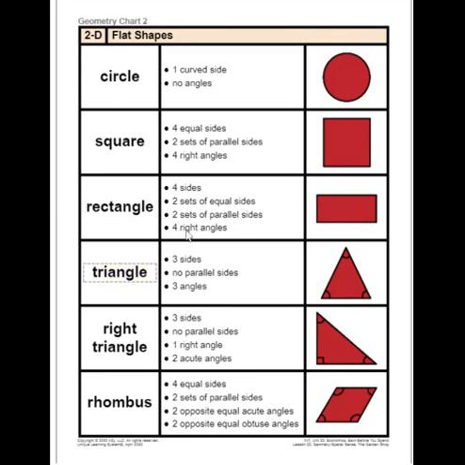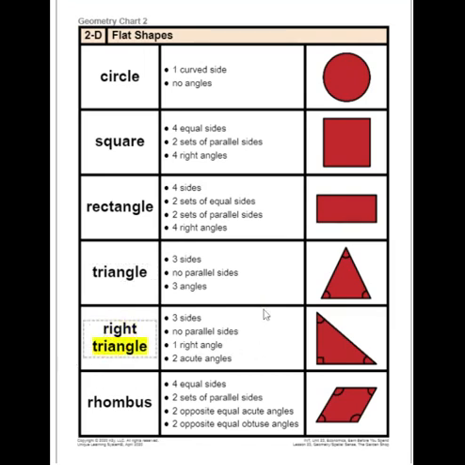Triangle. A triangle has 3 sides, 1, 2, 3. It has no parallel sides because, as you can see, these lines run into each other. They bump into each other, and they meet right here at this point. And here they meet at a point, and here they meet at a point. Those are called the angles. 1, 2, 3 angles on a triangle.